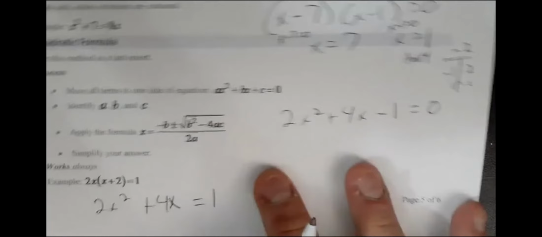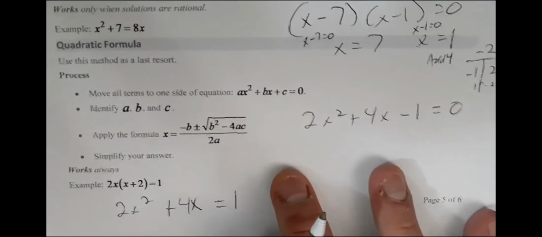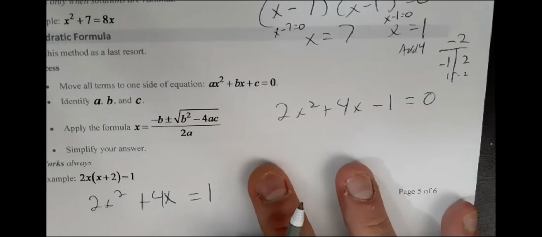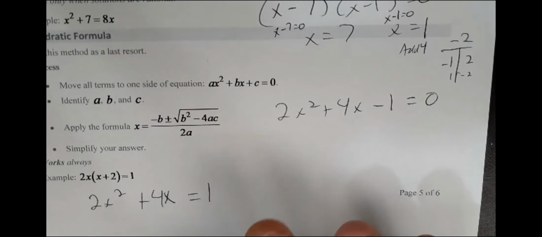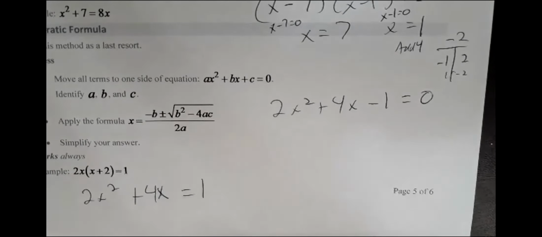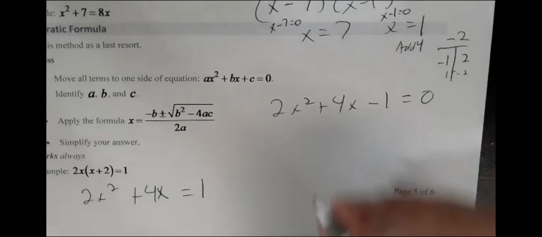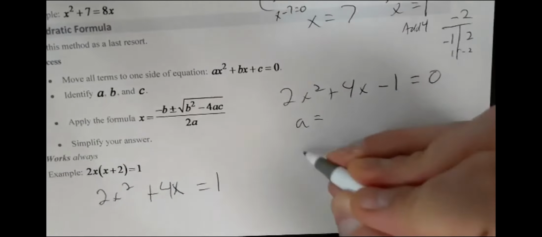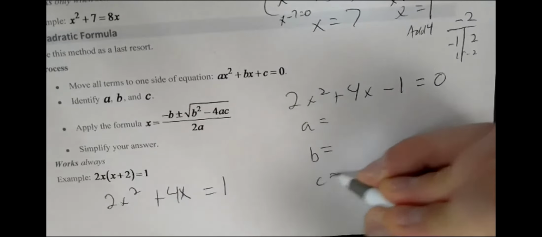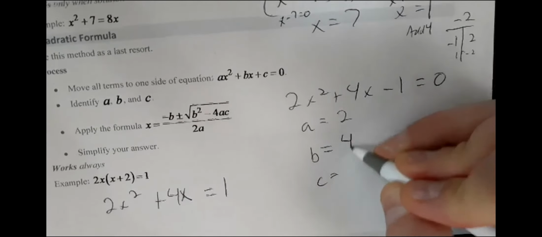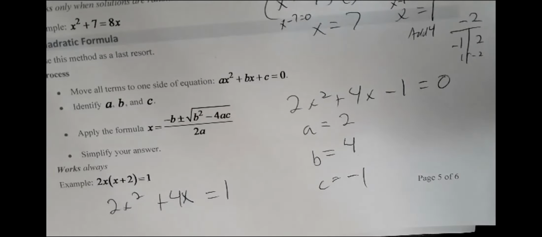Now that we have the quadratic formula, guess what? You should not be using that word prime anymore. So hopefully that's out of your vocabulary. We cannot factor this. So I want to look at my A, my B, and my C. My A is 2, my B is 4, and my C is minus 1.